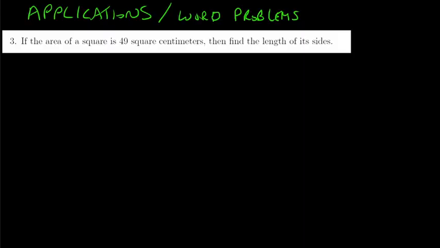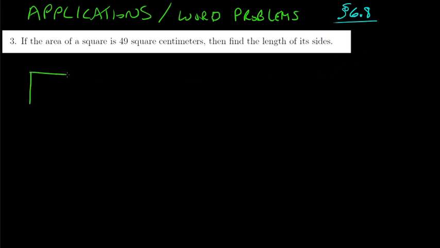All right, so now we come to the word problems, the applications. And these are all from section 6.8. So we just did these in the last video, but it's more practice. There's nothing wrong with that. So number 3, if the area of a square is 49 square centimeters, find the lengths of its sides.